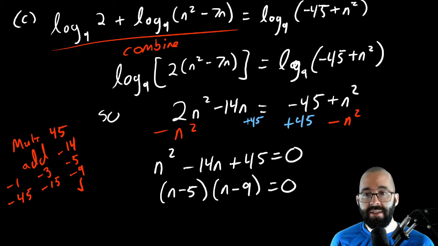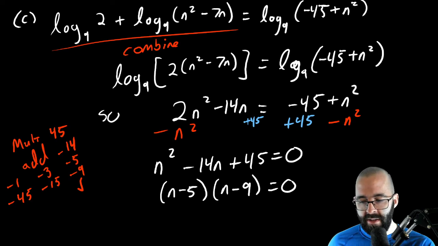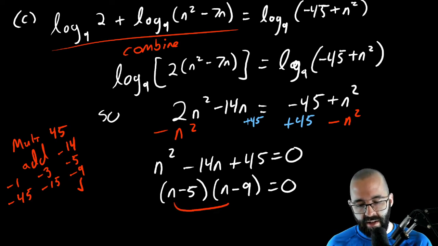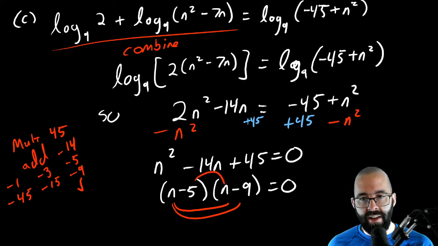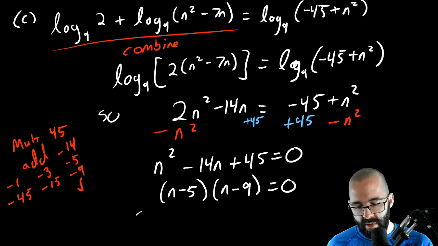And you can always check your answer every time you're factoring. FOIL this out, check our answer, see if we get it. N times n is n squared, that's good. Minus 9n, minus 5n, that's minus 14n, good. Plus 45, great, we factored correctly. So n is equal to 5 and 9.